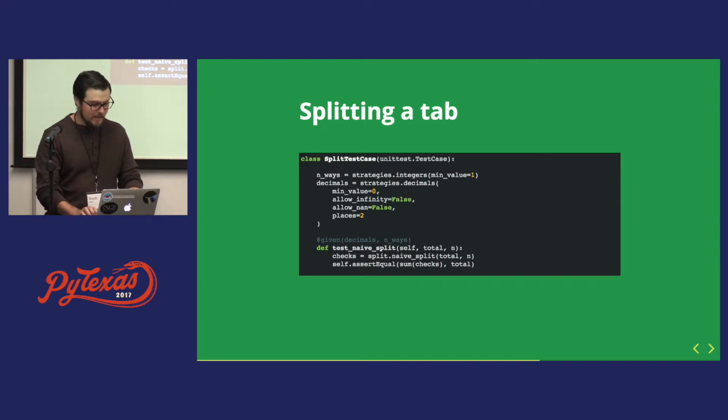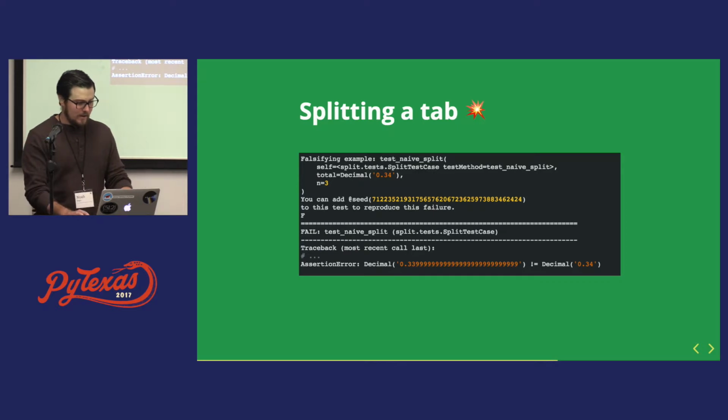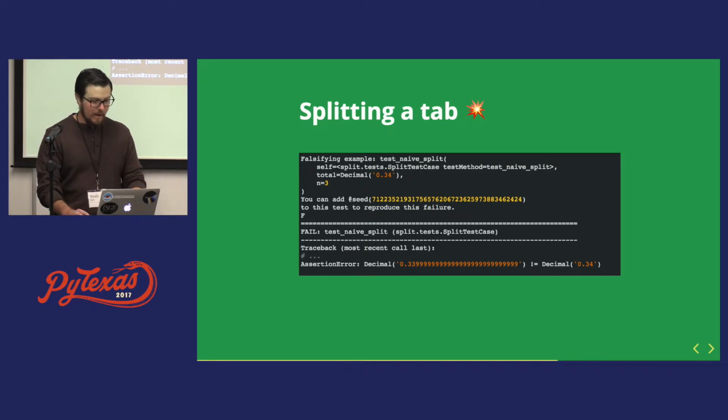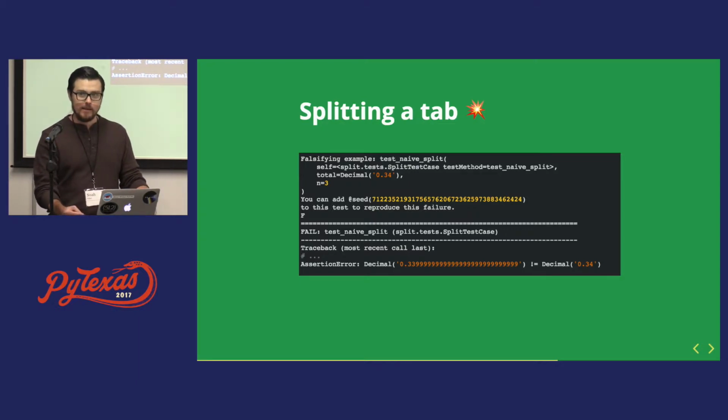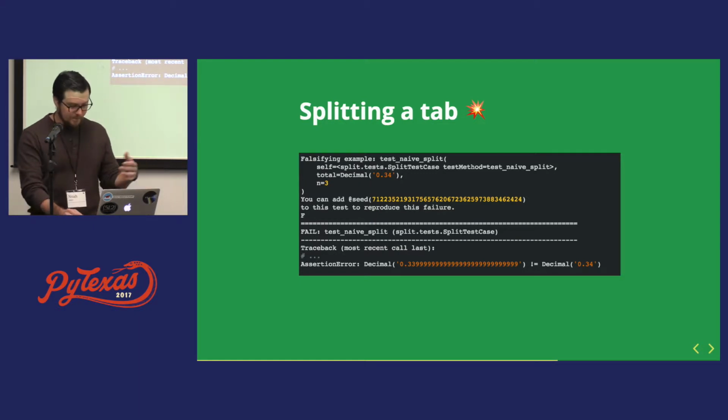Yeah, so when we run this test, Hypothesis punches us in the face and says that this particular case failed. The decimal 0.339999, right? That's what we got back when we checked our property. It does not equal the check total of 34 cents. And it gives you a falsifying example at the top here.